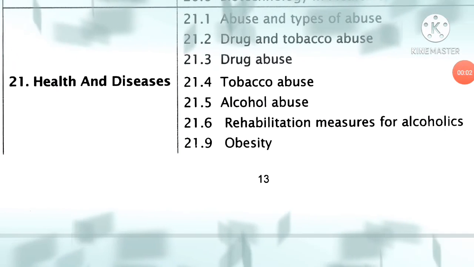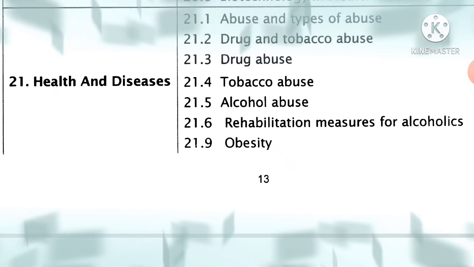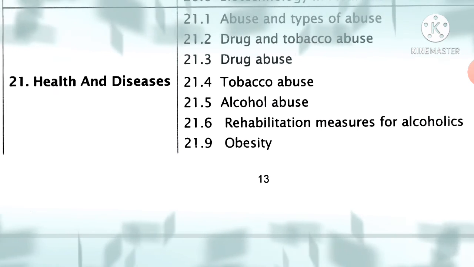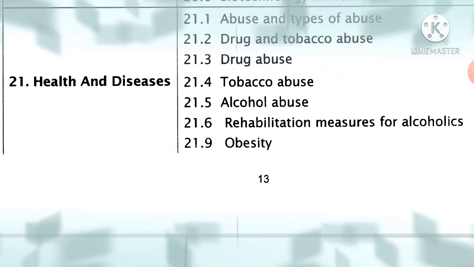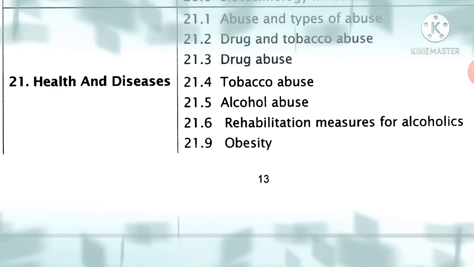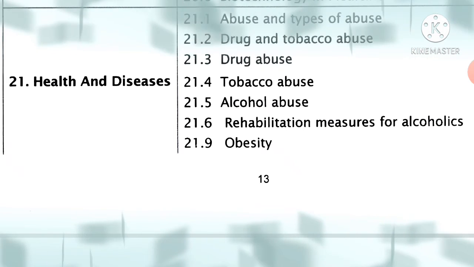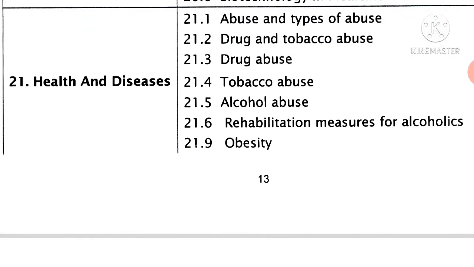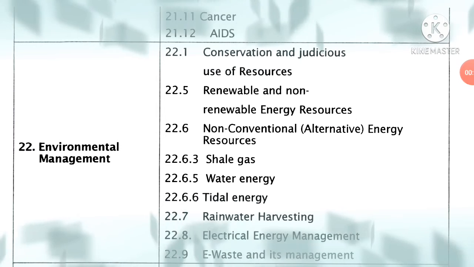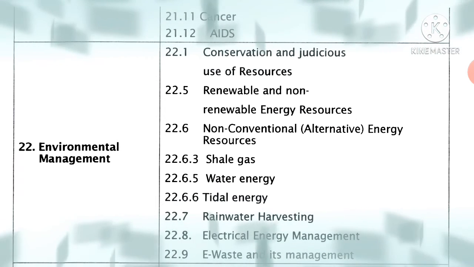Unit 21 Health and diseases. 21.1 Abuse and types of abuse. 21.2 Drug and tobacco abuse. 21.3 Drug abuse. 21.4 Tobacco abuse. 21.5 Alcohol abuse. 21.6 Rehabilitation measures for alcoholics. 21.9 Obesity. 21.11 Cancer. 21.12 AIDS. Unit 22 Environmental management.